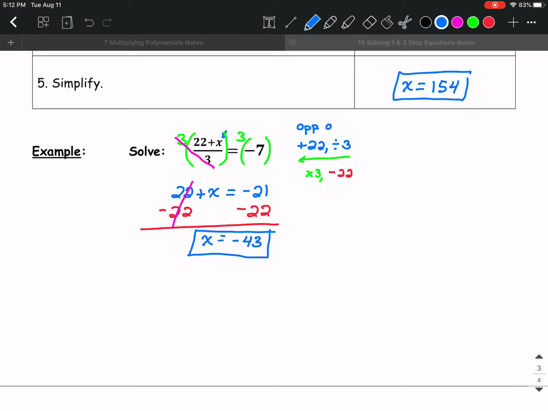Well, there you go, guys. So that's what we've done. Remember, the key here is using the inverse operations, the opposite operations in the opposite order. The opposite of addition is subtraction. The opposite of multiplying is dividing.